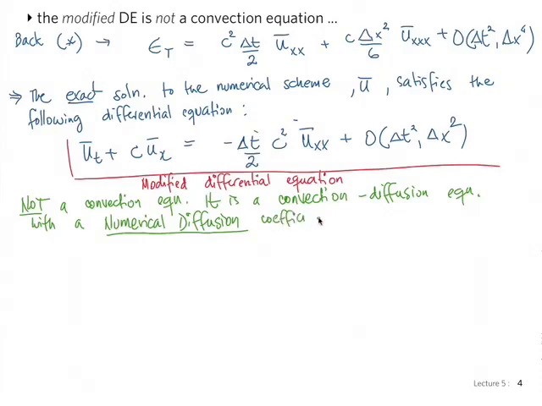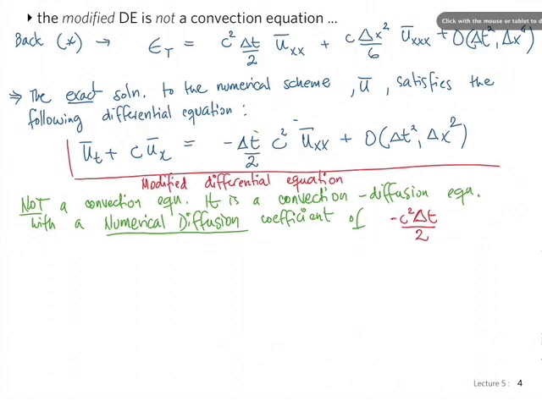Coefficient equal to, actually I'm going to use the red for this one because it's important, minus c squared delta t over 2. So, what can you tell me about that diffusion coefficient? There's something not nice about it. Very good. It's negative. Negative diffusion.